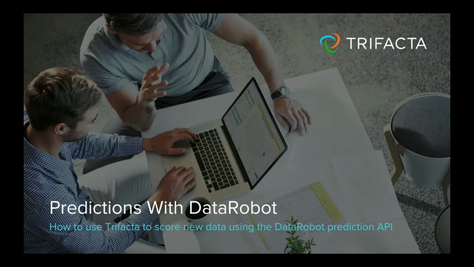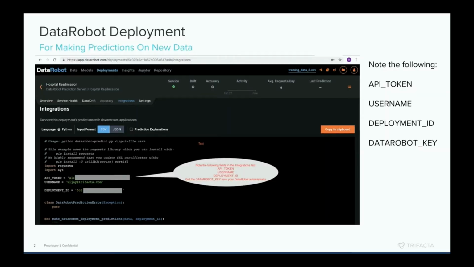In this video, we will cover how to use Trifacta to make predictions using a previously trained ML model in DataRobot. In this case, we have already trained a DataRobot predictive model that predicts the likelihood of a patient being readmitted to the hospital. We will invoke this predictive model from within Trifacta on a set of new patients to estimate their risk of readmission.